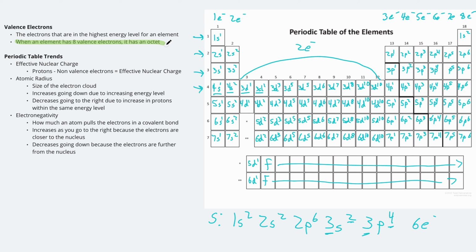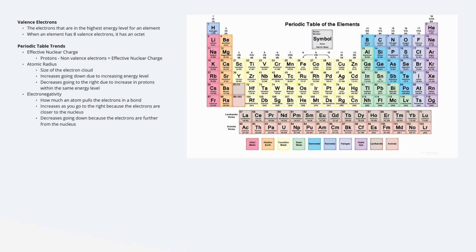And it's part of the explanation for a lot of the trends that we'll see in the periodic table, which is what we're going to go over right now. So I switched out the other periodic table for a normal one, because a normal one will be better to look at while we talk about these trends. And the first trend that we're going to look at is the effective nuclear charge.